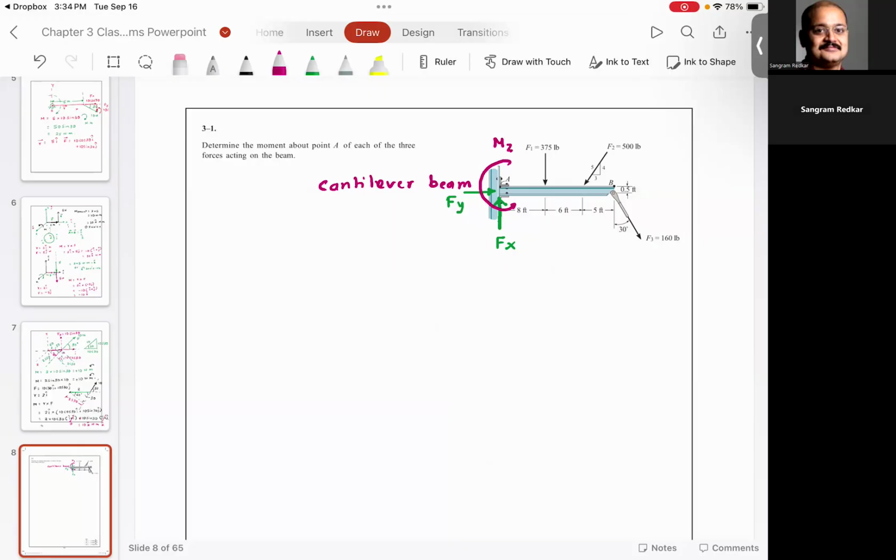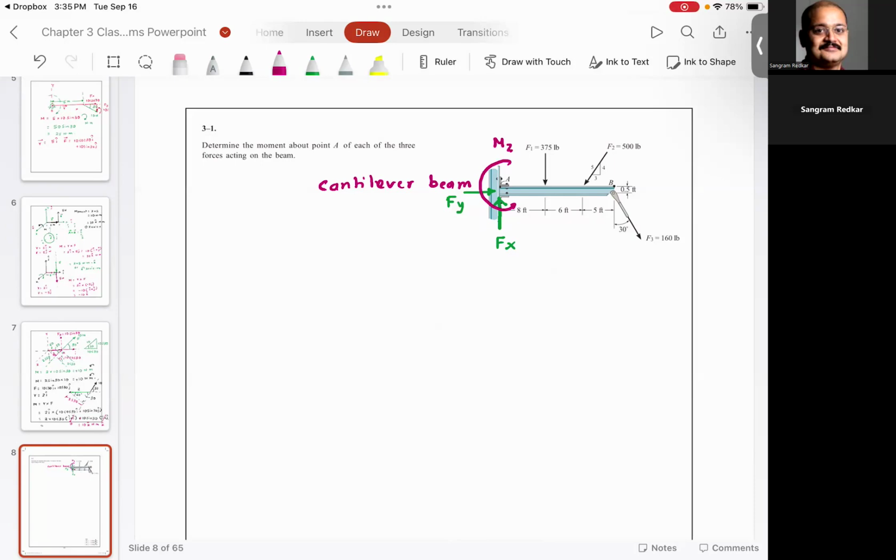Now I want to ask you this question. If I don't have a cantilever beam, and if I have a hinged beam, what would happen? I want you to notice this very, very carefully. If you have a cantilever beam, this cantilever beam is not going forward in the x direction. It is not going vertical in the y direction. And it is also not rotating. You agree with me? Which means all the forces and all the moments on this cantilever beam are balanced.